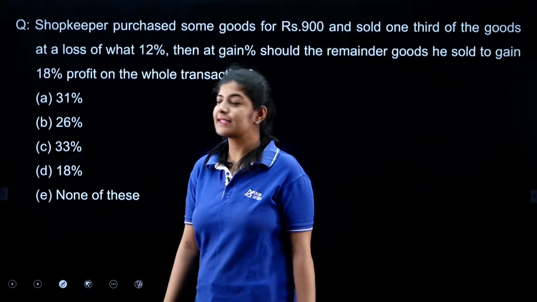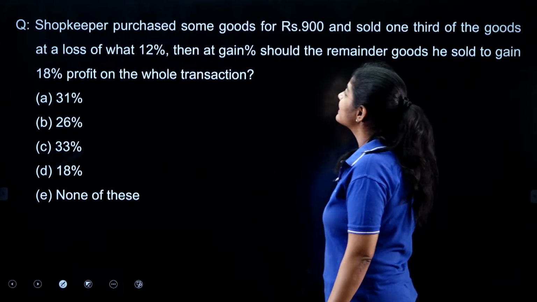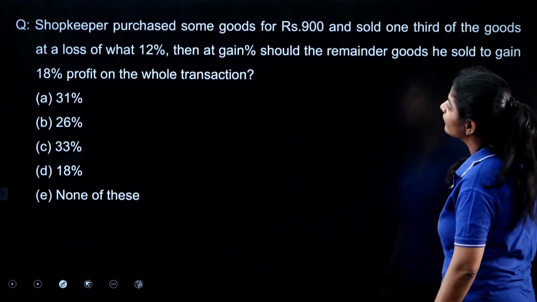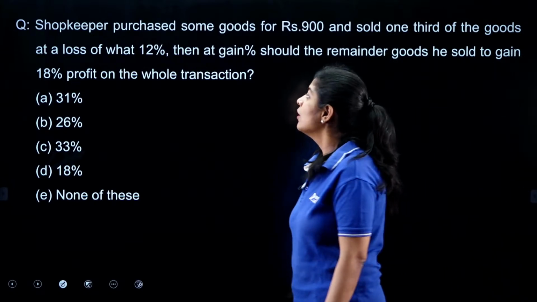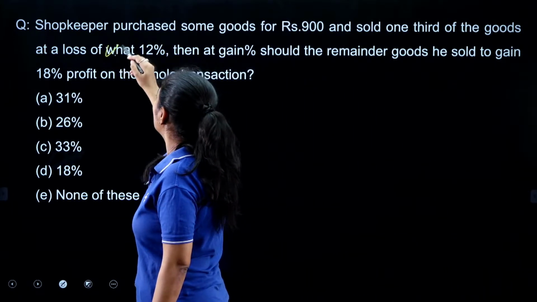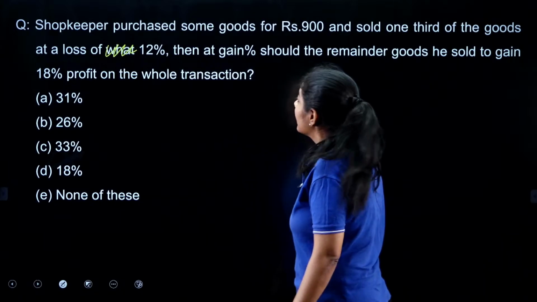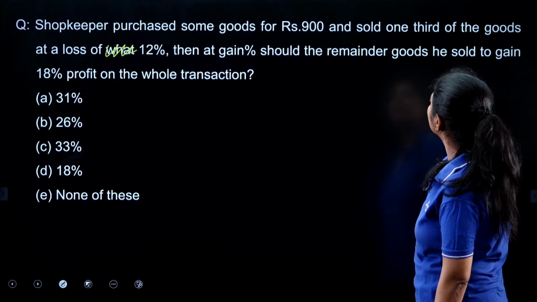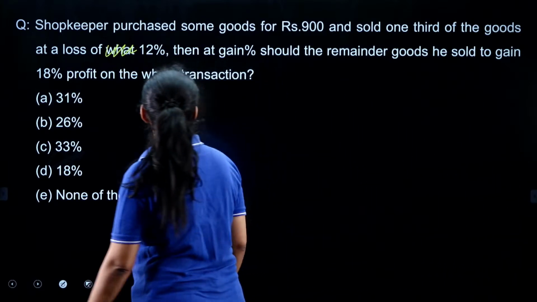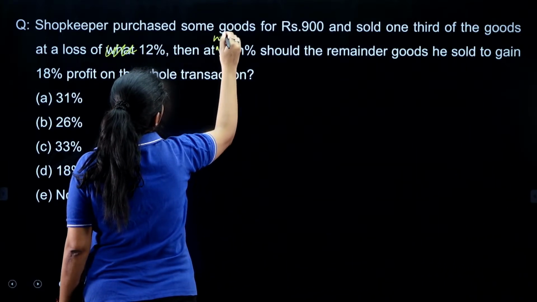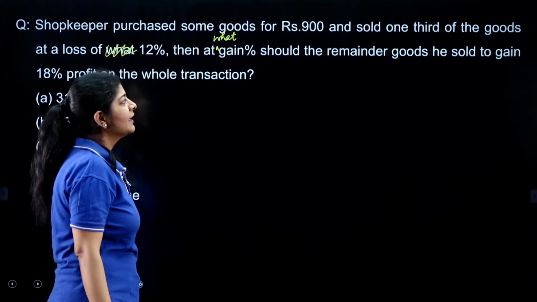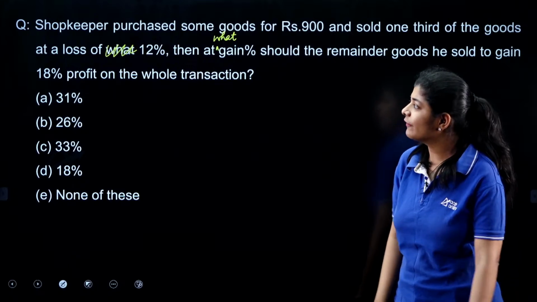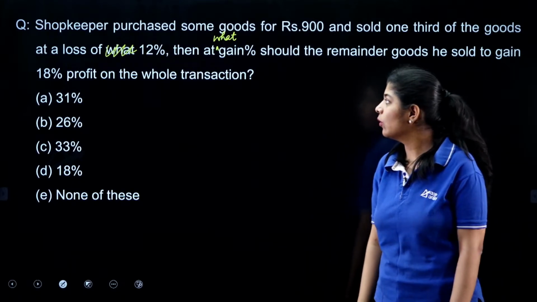The next question says that a shopkeeper purchased some goods for rupees 900 and sold 1/3 of the goods at a loss of 12%. Then at what gain percentage should he sell the remaining goods to gain a total of 18% profit on the whole transaction.